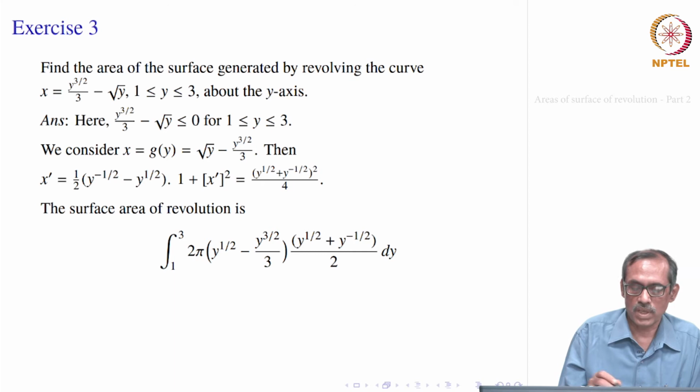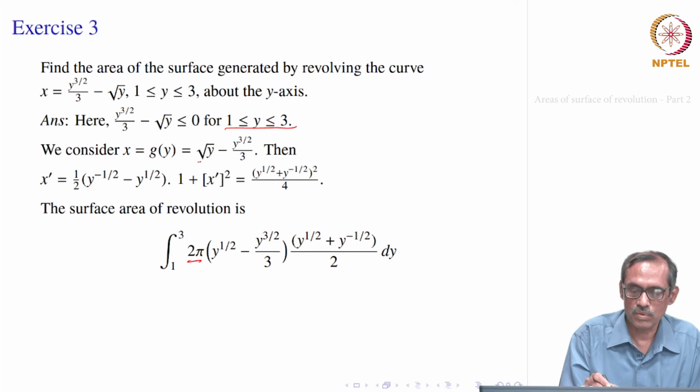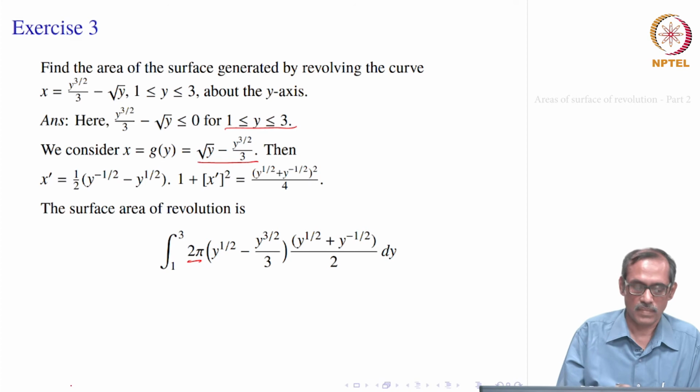Okay. So, the surface area will be the integral from 1 to 3 in y, limits are in y, of 2 pi times g of y, which is y to the power half, root y minus y to the power 3 by 2 by 3, and then the square root of 1 plus x prime square, which is y to the power half plus y to the power minus half by 2, dy.